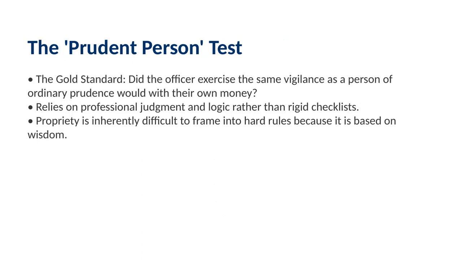The gold standard for a propriety audit is the prudent person test. The auditor looks to see if the officer in charge exercised the same level of vigilance and care with public money as a person of ordinary prudence would exercise when spending their own personal money. Because propriety is based on wisdom and common sense rather than a rigid checklist, it is very difficult to frame precise, hard and fast rules for it. It relies heavily on the logic and professional judgment of the auditor.